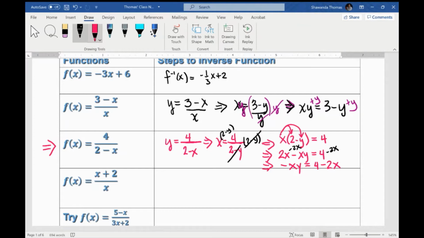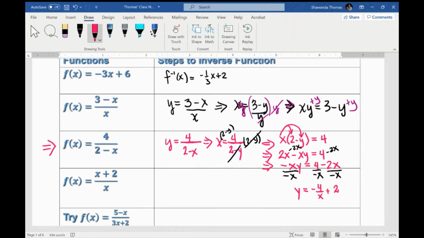Then what? Now you divide both sides by negative x. We can divide all of these by negative x. So you could have y equals negative 4 over x plus what? 2. Very good, because the x's cancel out.